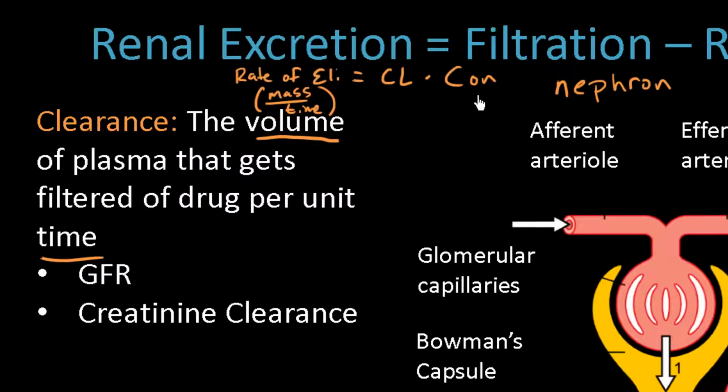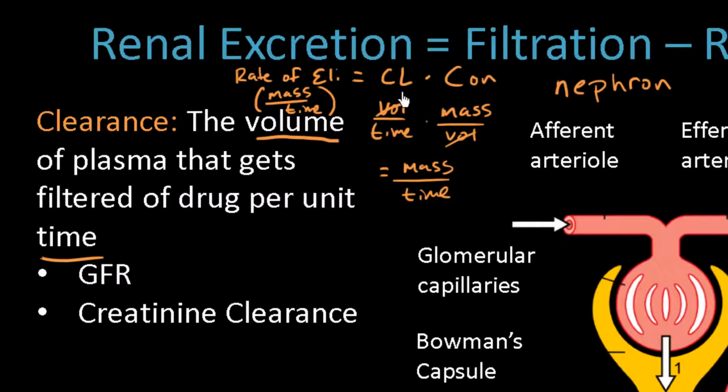Now, this is an important concept here. Anytime we multiply a flow rate by a concentration, we get a mass over time, or the amount of drug over time. And the reason is that the flow rate, or the volume over time, multiplied by the concentration, which is a mass over volume, these volumes cancel out, and I get a mass, or the milligrams of drug that are eliminated per unit time.